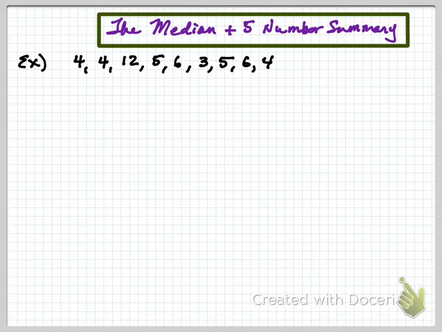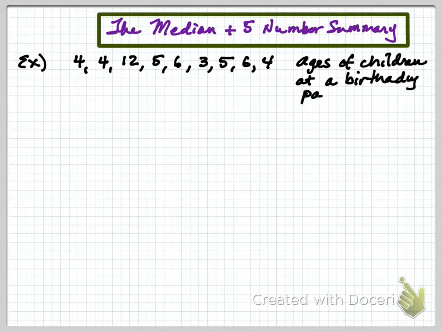So I have a set of data, and I have some discrete countable data right now. And we're going to let this represent the ages of children at a birthday party. Okay, we can see we have some young kids, maybe a teenager to watch them, or an older sibling.